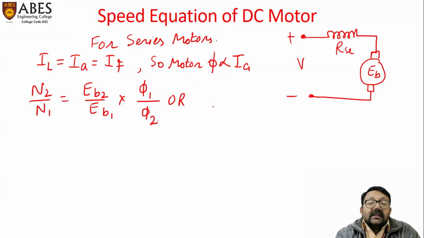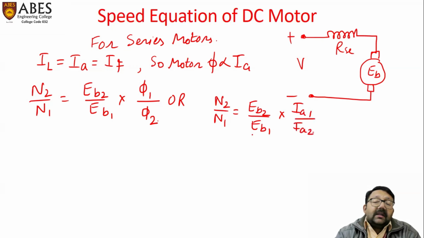Or in place of this variation of flux, we can also put Ia1 upon Ia2. Or the same speed equation can be written as N2 by N1 is equal to EB2 upon EB1 multiplied by Ia1 upon Ia2. That depends upon the condition whether we are provided with two different values of flux or two different values of armature current.